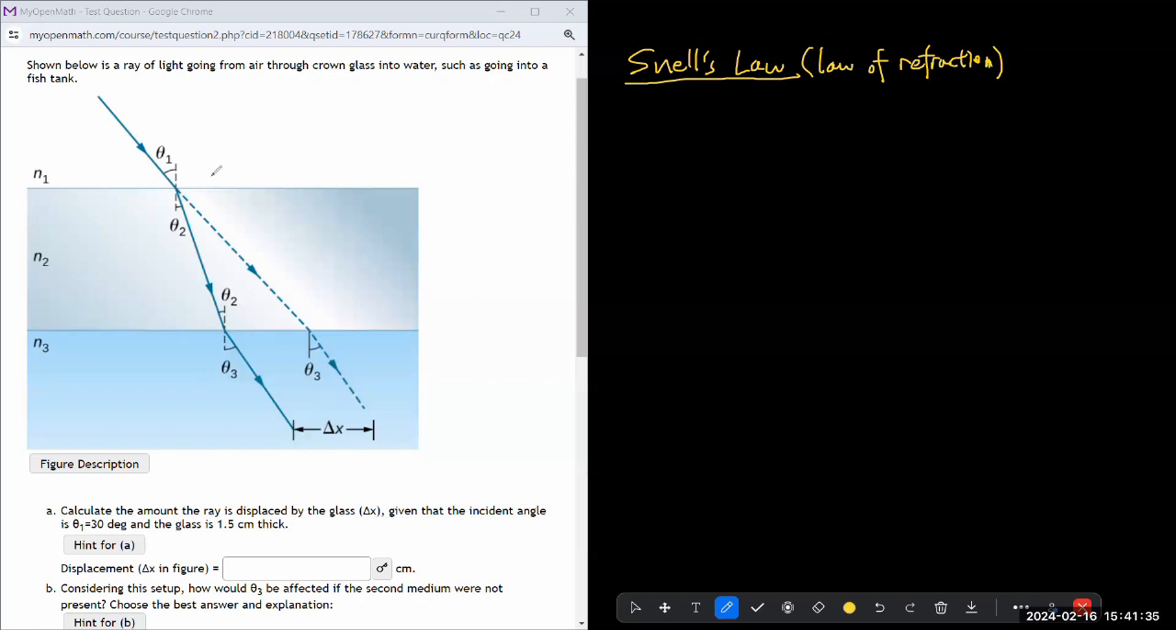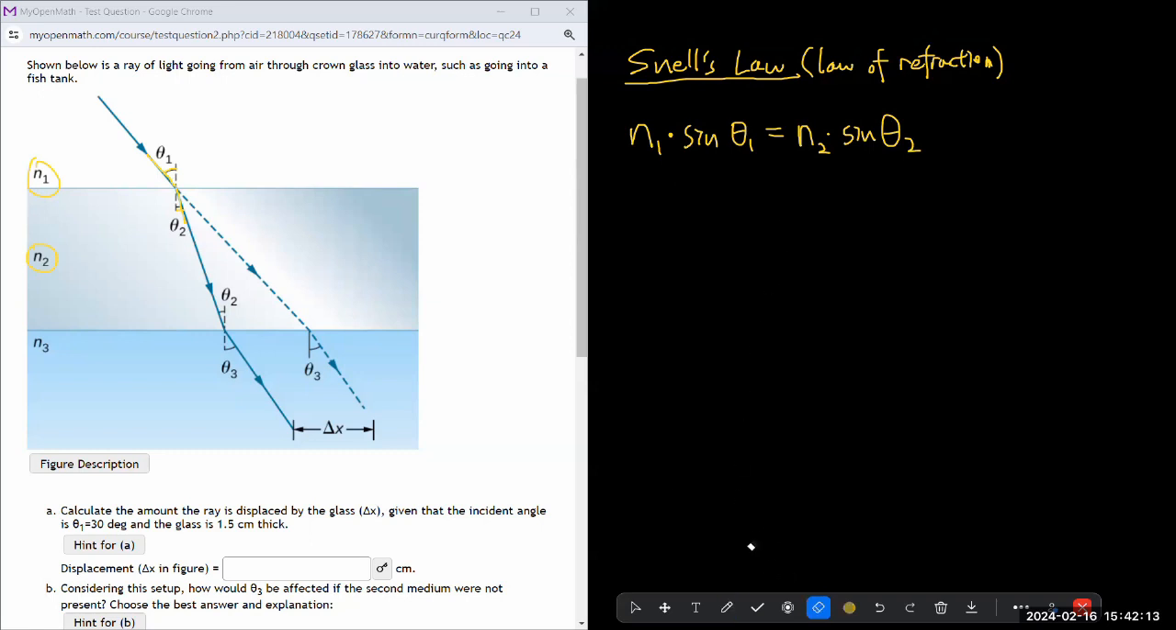Snell's law describes how light rays bend as they go from one region to another region. It relates these two angles using the index of refraction of the medium. The form that I prefer says: the index of refraction in one medium times the sine of the angle of the light ray to the surface normal in that medium, is equal to the index of refraction in the medium it's moving to times sine of theta 2. So we'll be using that.